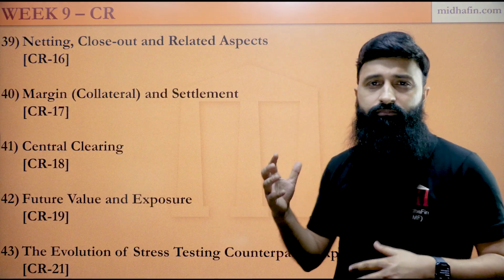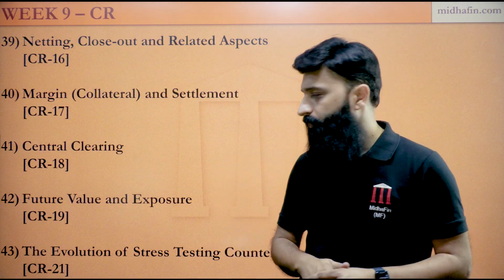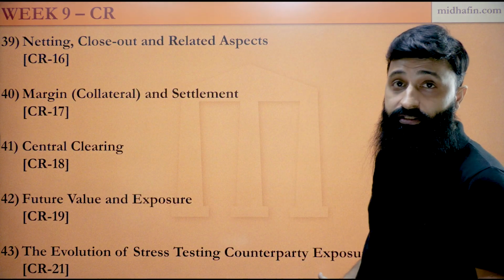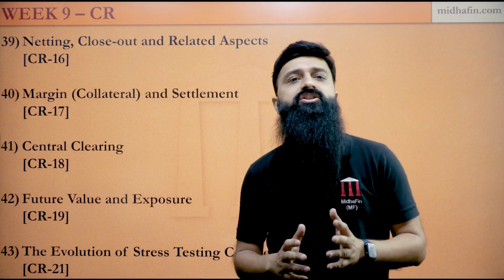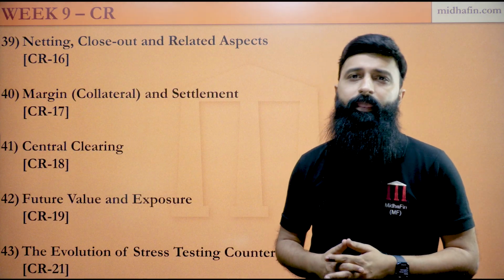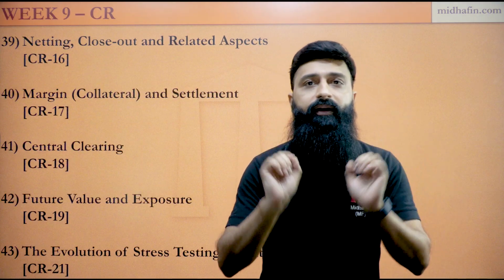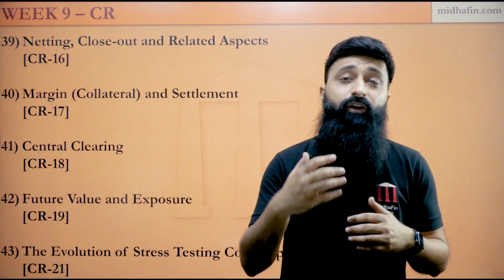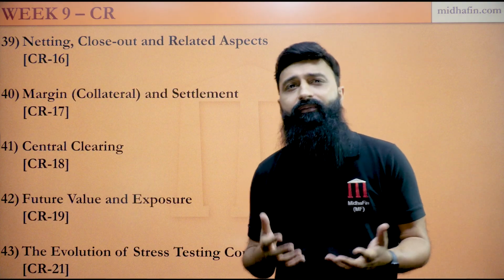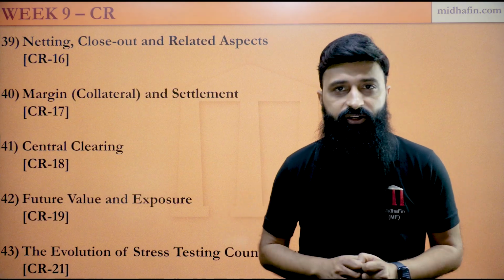So the concepts of netting, collateral, central clearing, all those things can be integrated. Finally, we have evolution of stress testing counterparty exposures. This will differentiate among different kinds of exposure metrics. It will discuss counterparty credit risk as both credit risk and market risk. It will describe some kind of stress testing on portfolios. It is very crucial for evaluating resilience of financial institutions under adverse conditions.